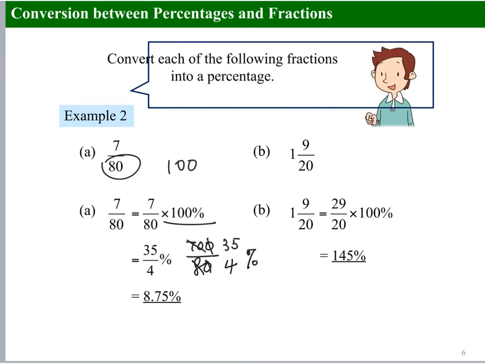And use a calculator. 35 divided by 4 is 8.75%. The second example, this is a mixed fraction. We have to convert the mixed fraction to an improper fraction first. After we convert the fraction into 29/20, we multiply it by 100%. Then we do the calculation.